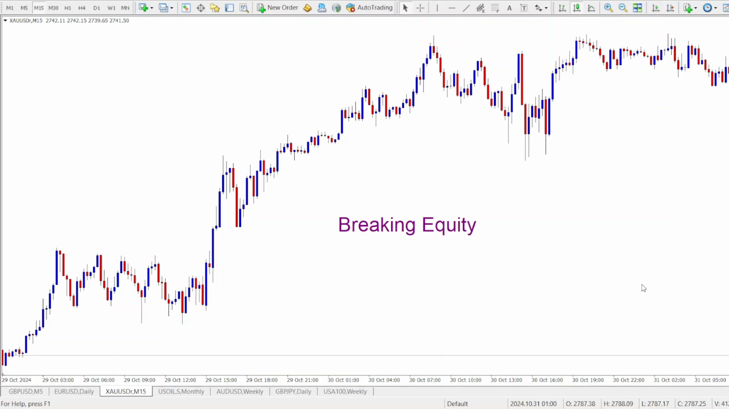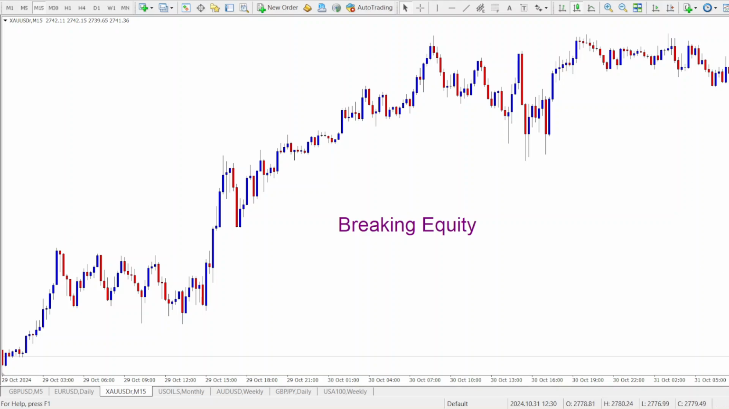Now, one common mistake traders make is over-leveraging their accounts. When you increase your position size without considering the potential impact on your equity, you expose yourself to significant risks. A sudden market shift could lead to a rapid decline in your equity, triggering margin calls or forced closures of your positions. To avoid this, establish clear guidelines on how much of your equity you are willing to risk on each trade.